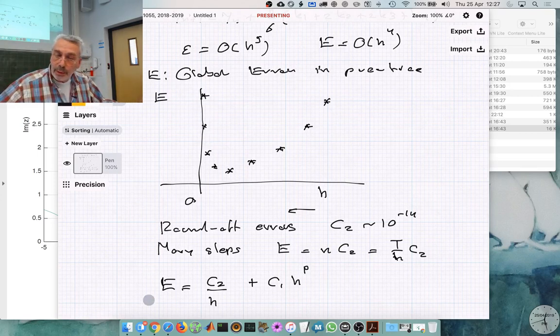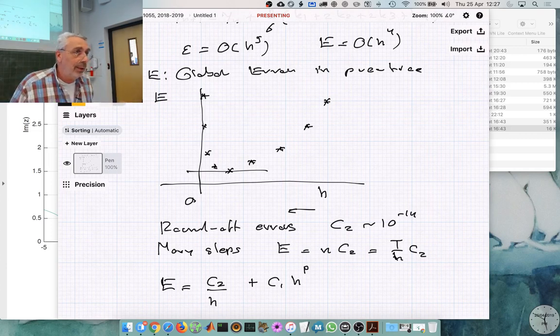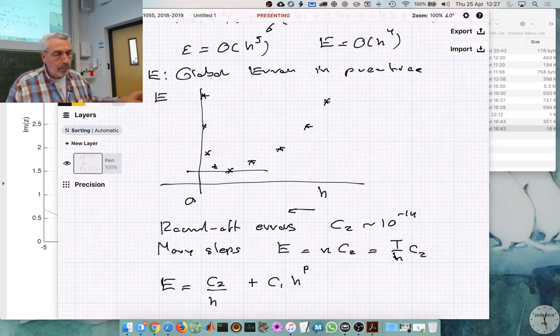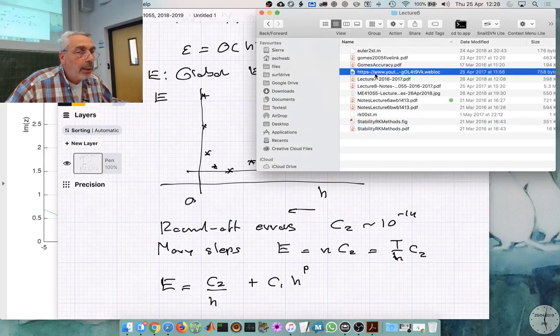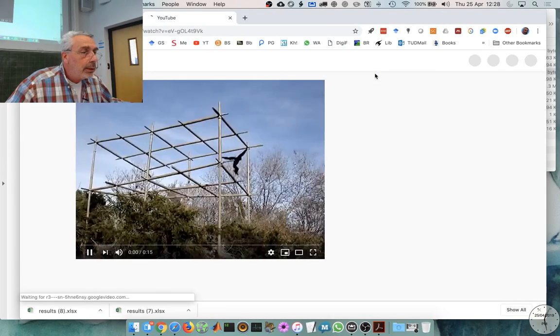So in practice, what you have to do is you have to stop here. This is the best accuracy you can get. You cannot get it more accurate. And of course it depends also on the method you apply. Now as an example, I want to show you the following thing where it was applied, and that is in this case.